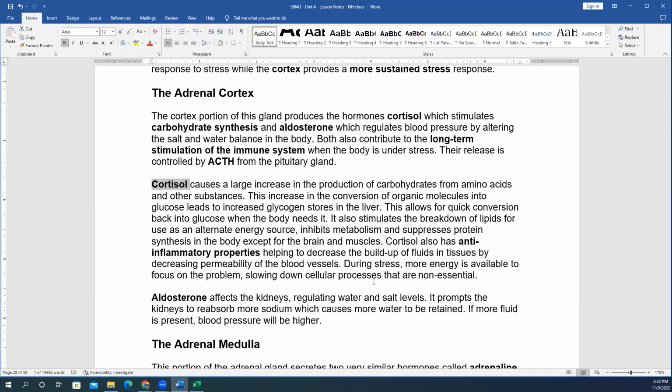It also stimulates the breakdown of lipids to be used as an alternate energy source, again, at the time of stress when the body needs it. It also inhibits metabolism and suppresses protein synthesis in the body, except in the brain and in the muscles, because those would be two organs that you would really need to have ready to go at the time of stress.